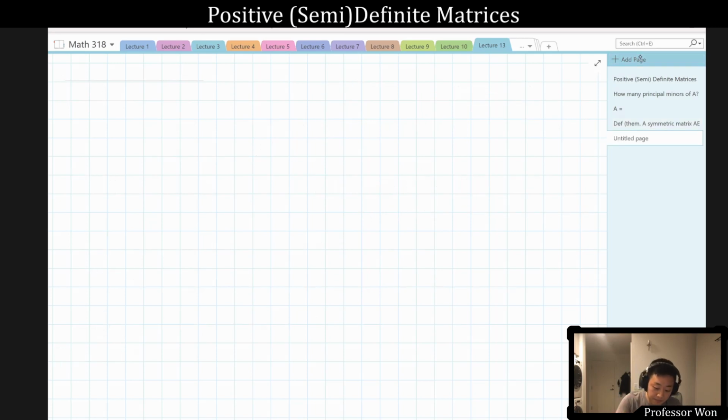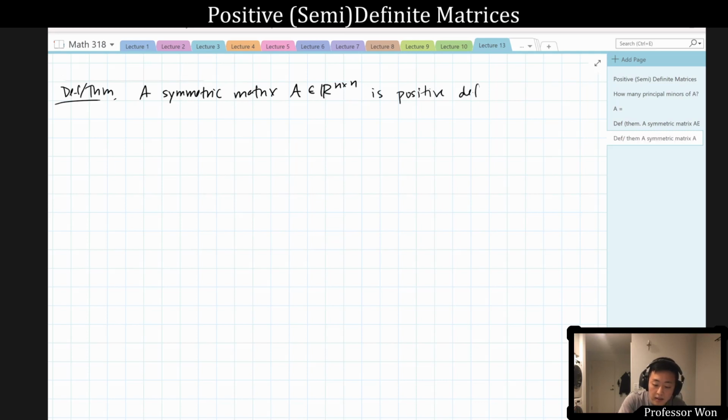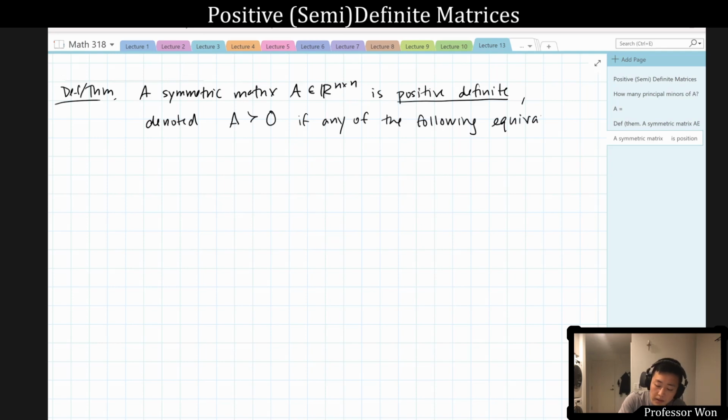Okay, so here's the definition/theorem. A symmetric matrix, again, these definitions only work for symmetric matrices, A in Rn by n, is called positive definite, and we'll use the notation of a funny looking greater than sign to mean positive definite, if any of the following equivalent conditions hold.